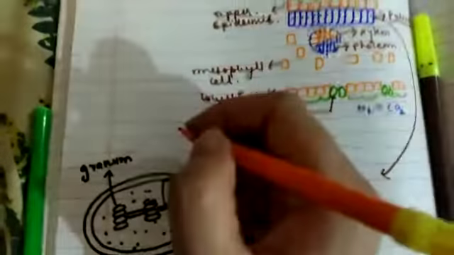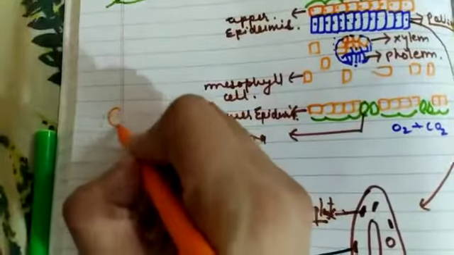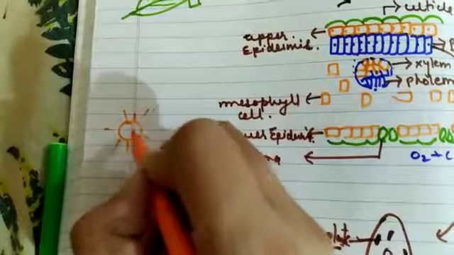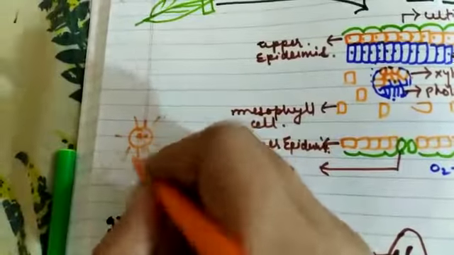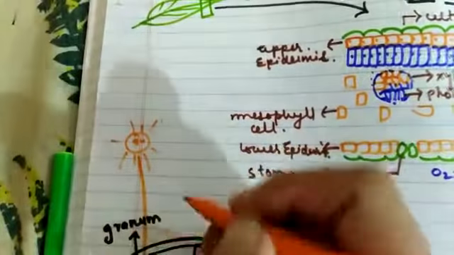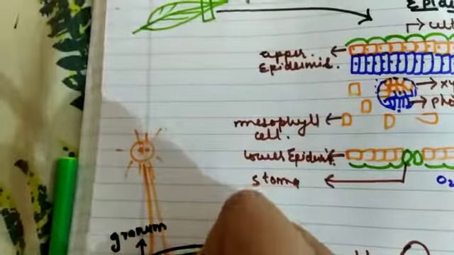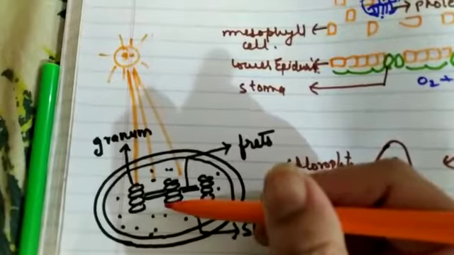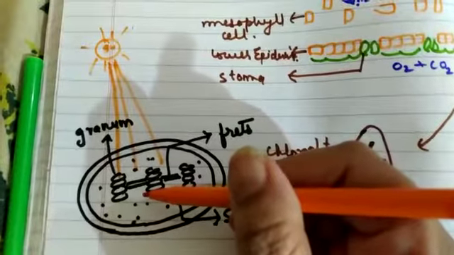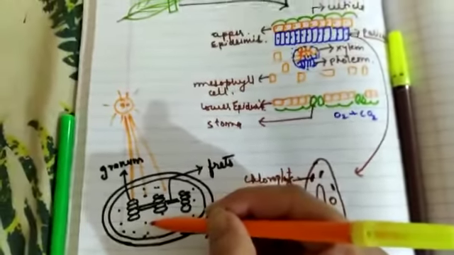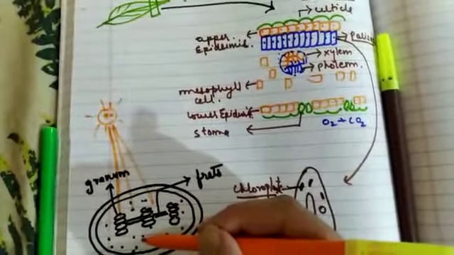Now, what happens actually? Suppose this is the sun. The sunlight falls here on the chloroplast, and the chloroplast is the main site where photosynthesis occurs. This chloroplast traps the sunlight, and the light energy is converted into chemical energy.